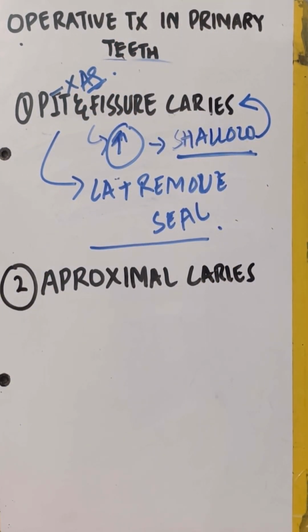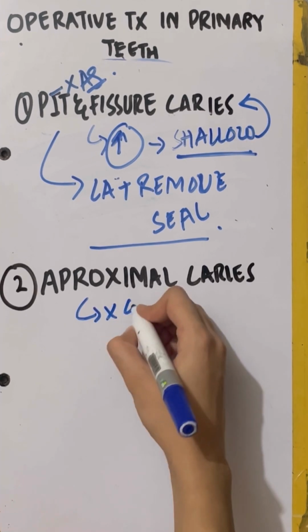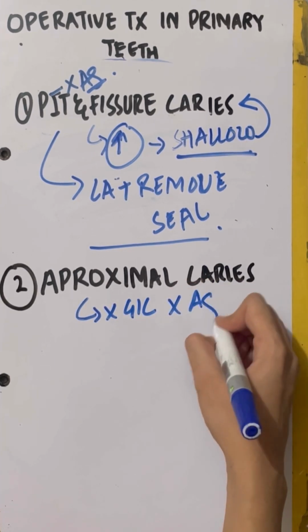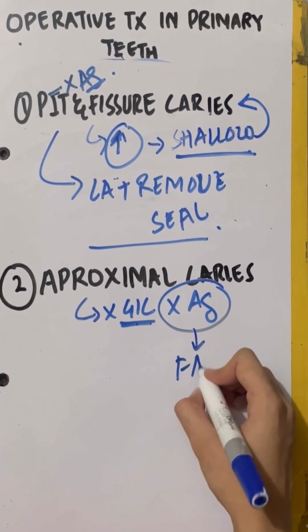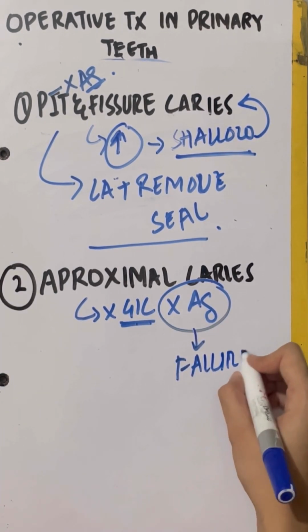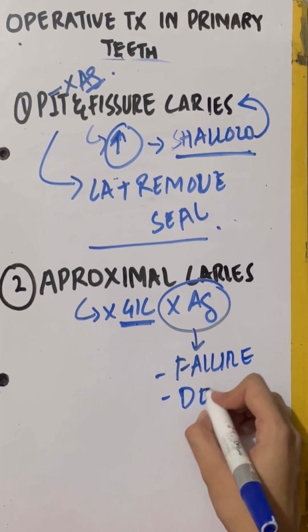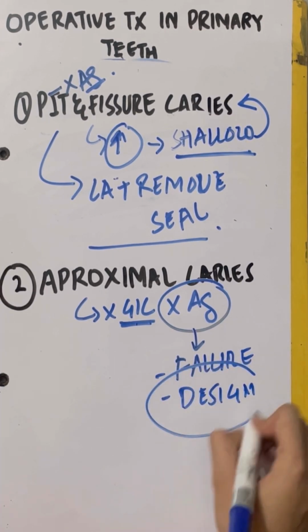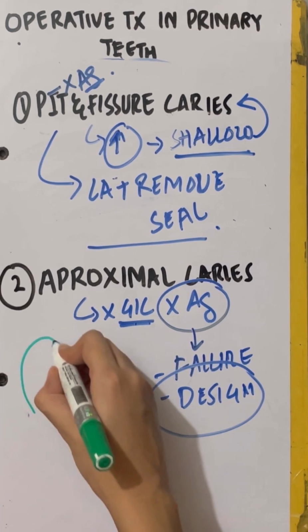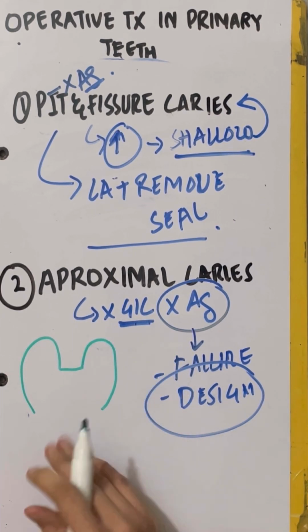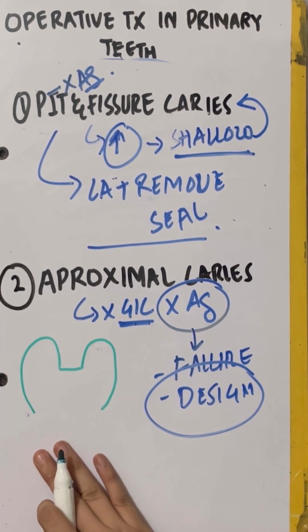Then comes the approximal caries. In proximal caries, we do not use GIC, we do not use amalgam. Amalgam is not used because of failure and because of its design. What do we mean by design? As we know, for amalgam we need a box-like cavity so the amalgam can retain in it.